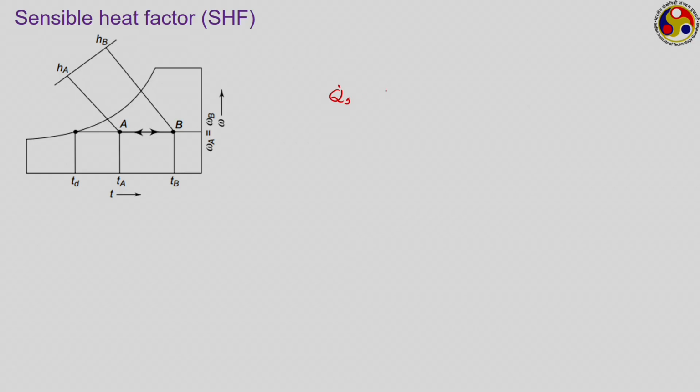If Q dot S refers to the total heat transfer, then we can easily write this as m dot dry air into H A minus H B, assuming it to be a cooling process. Let us write it as H B minus H A, assuming it to be a heating process. Q dot S is the amount of heat that has been added. This is purely a sensible heat transfer.